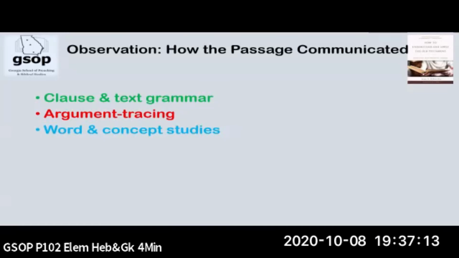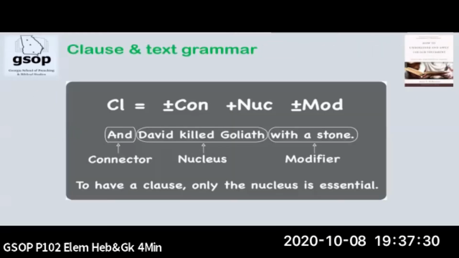Rather than just looking at the word or the phrase, which is what his word and concept study is going to do, it's a portion of the bigger picture, in other words. And so we want to look at the bigger picture. We'll start with clause and text grammar, then argument tracing, and word and concept studies. So, for example, clause and text grammar. In other words, this is where you will have some understanding of the grammar, to see how the sentence, the phrase, or the paragraph is structured.